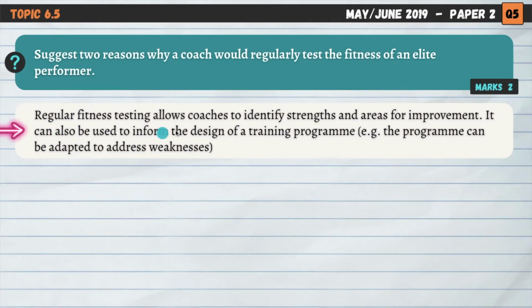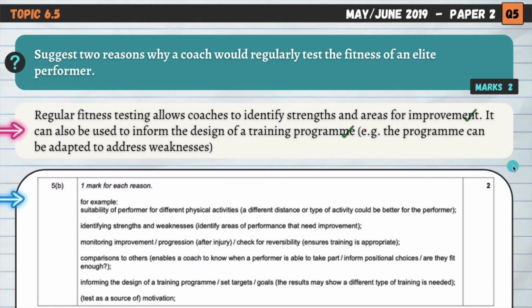Regular fitness testing allows coaches to identify strengths and areas for improvement, or it helps them to identify strengths and weaknesses in their athletes. It can also be used to inform the design of a training program. So if we identify strengths and weaknesses, we can then alter the training program to work on those weaknesses. For example, the program can be adapted to address weaknesses, so I included that one there as well. But really, I've only made 2 points here. Regular fitness testing allows coaches to identify strengths and weaknesses, and it can be used to inform the design of a training program. And there are a few other examples you could have gone for here.